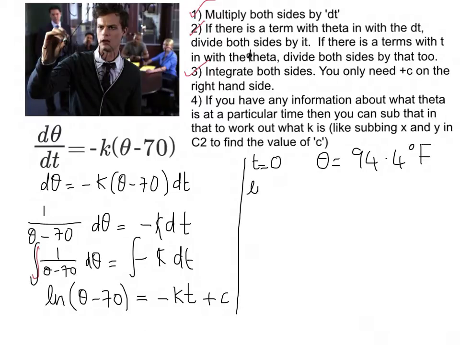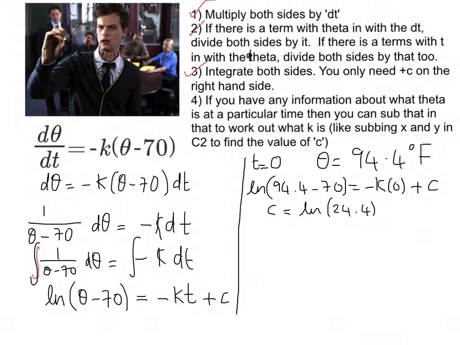That means that ln of 94.4 minus 70 equals minus k times 0. 0 is the time that they turned up and found the body, took the temperature, plus c. So that tells us what c is. C is ln of 24.4, whatever that is. So our equation connecting the temperature and the time is now ln theta minus 70 is minus kt plus ln 24.4.